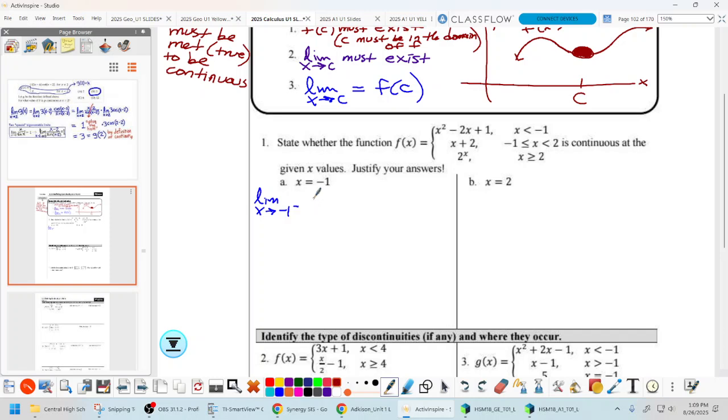So from the left, this has no indeterminate form or any funny business, so just plug it in. So 1 plus 2 plus 1 is 4. Okay, now we'll do the right-sided limit. Okay, so those don't agree.